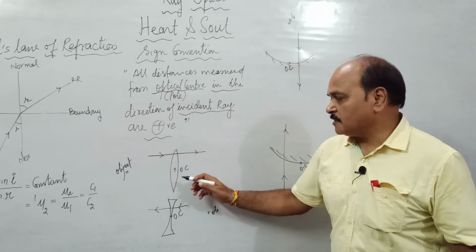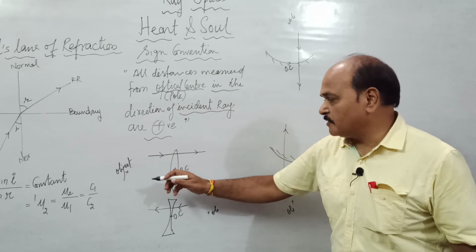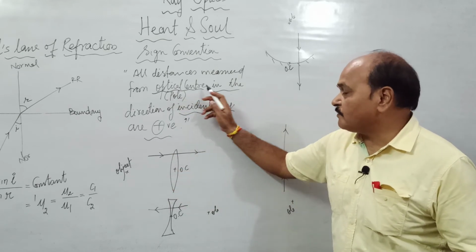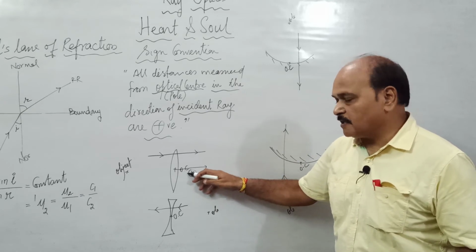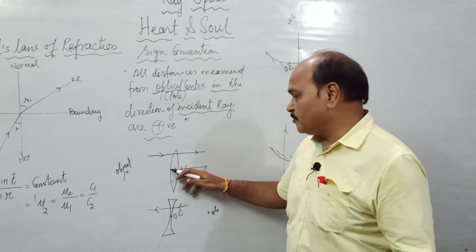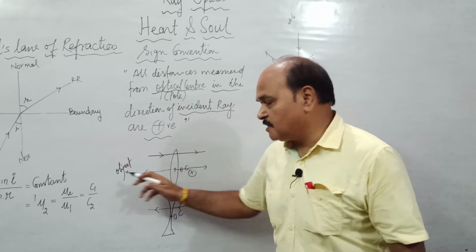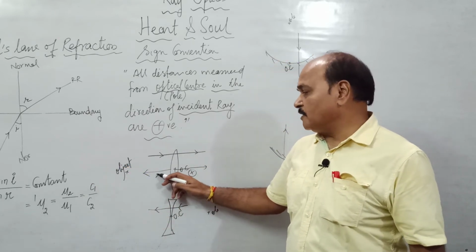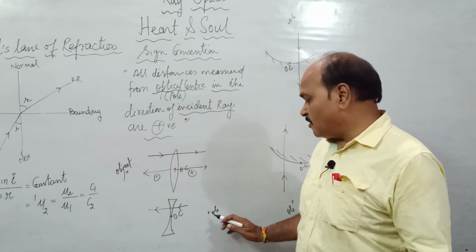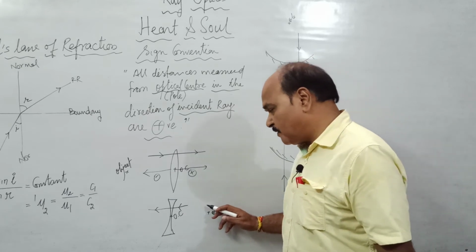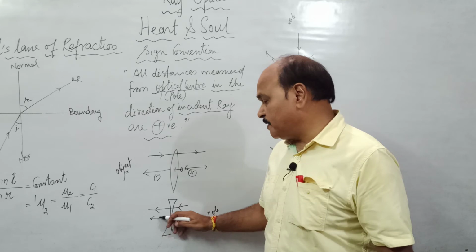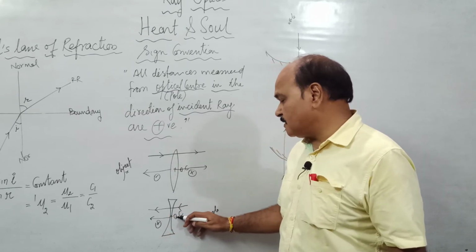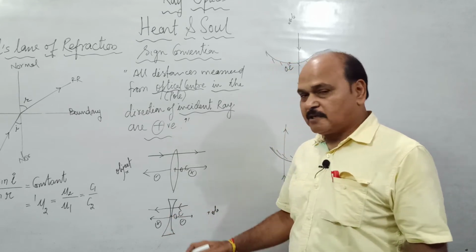So in this situation, when the object is placed towards left, remember all distances are going to be measured from optical center, and the distance in the direction of incident ray will bear positive sign. And if the distance is in the direction opposite of incident ray, any distance measured in this direction would always bear what? Negative sign. Since the object is placed this side, therefore incident ray is from right to left. So the distance in this direction would bear what? Positive sign, and distances in this direction would bear what? Negative sign.